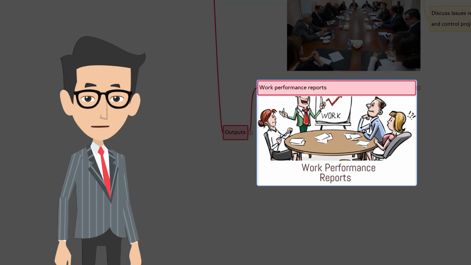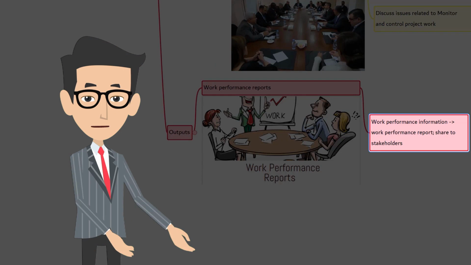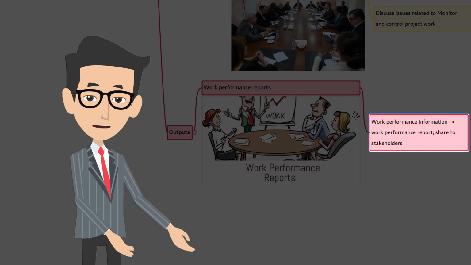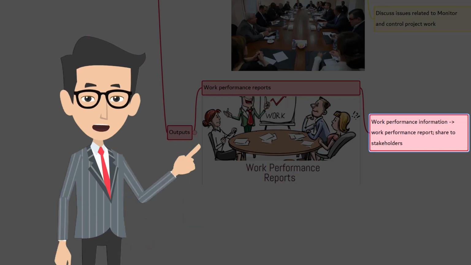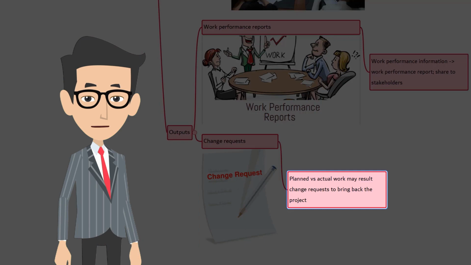First, work performance reports. As an output of monitoring and controlling project work, the work performance report is generated from work performance information. This communication is shared across the stakeholders as defined in Project Communication Management Plan. Next, change request. As a result of comparing planned and actual results, change requests may be issued to expand, adjust, or reduce project scope, or even product scope, or quality requirements, and schedule or cost baselines.